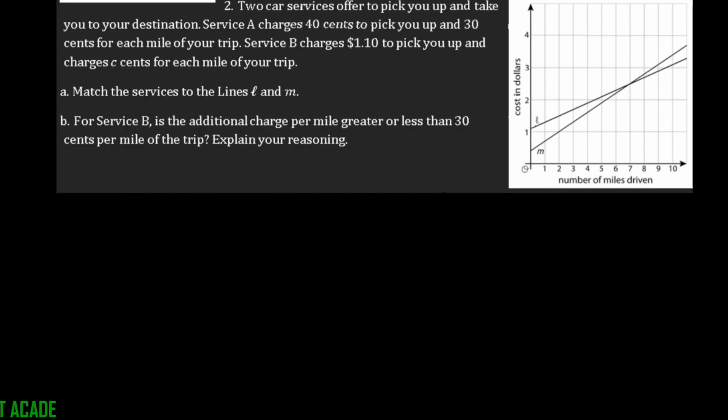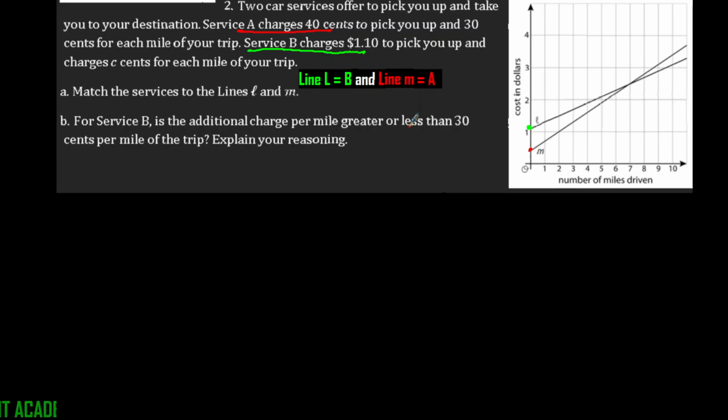So we're going to always look at the y-intercept first. I'm going to say that line L, notice how it's above 1, so that's going to go with service B. So line L goes with service B, whereas line M, notice how it starts just below halfway. Service A charges 40 cents to pick you up. So we're going to say that line M goes with service A.